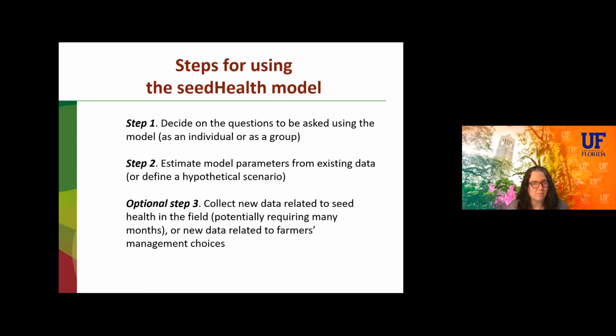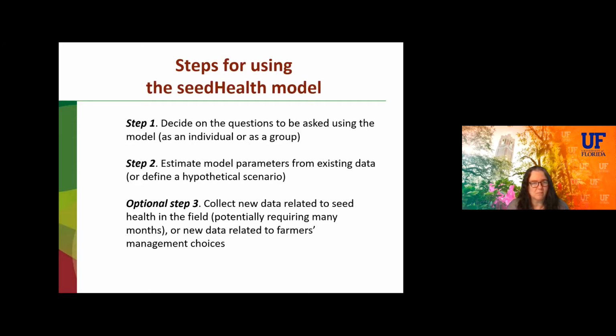So first would be deciding on what questions are going to be asked. So that could be by an individual or by a group. Maybe it's most interesting if you have a group to help decide what different aspects of the system are most interesting. Then step 2, estimate model parameters from the existing data, or just define the hypothetical scenario that's interesting.